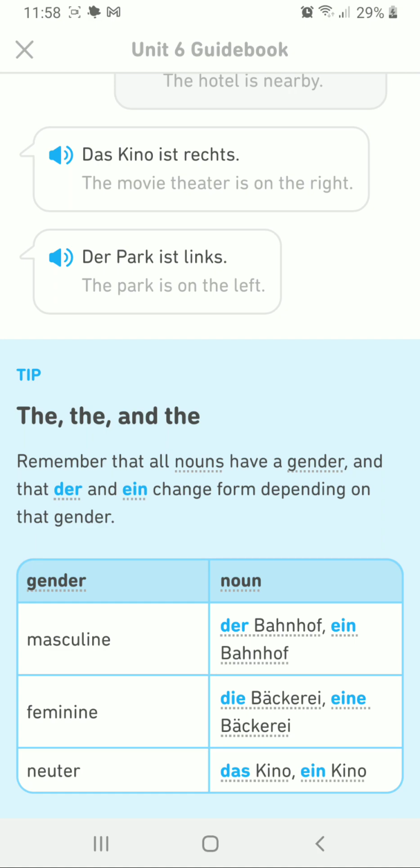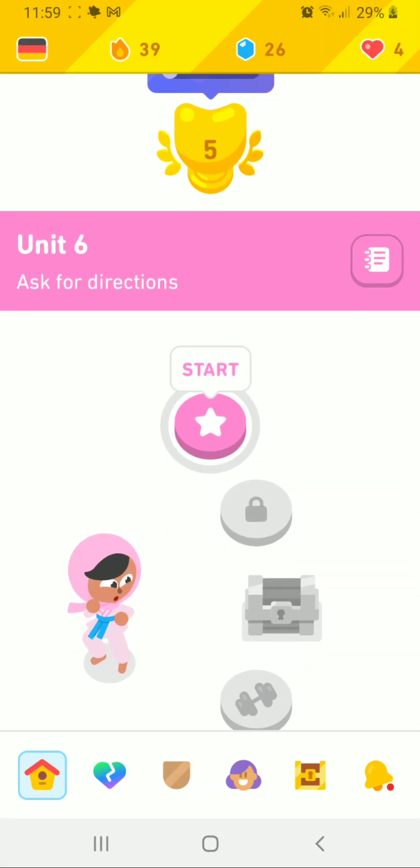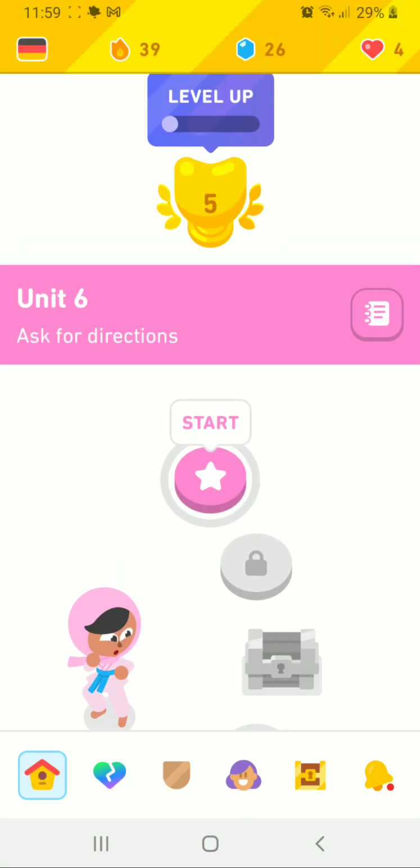Bahnhof ends with F, which is a consonant, whereas the feminine noun Bäckerei ends with a vowel, so it's feminine. So maybe that can help. So yes, we're done. We have now looked at the basic grammar for this unit.